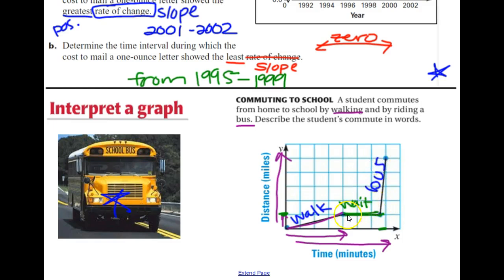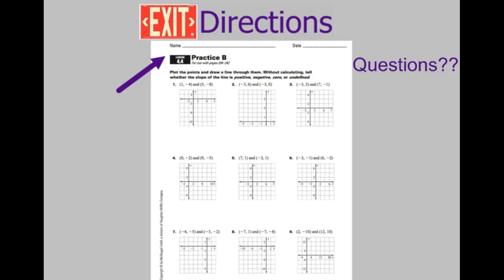There is a problem on your homework where you have to describe what is happening. It is different than this problem, though. So make sure you get a homework assignment from me. It is this worksheet right here. Good luck.